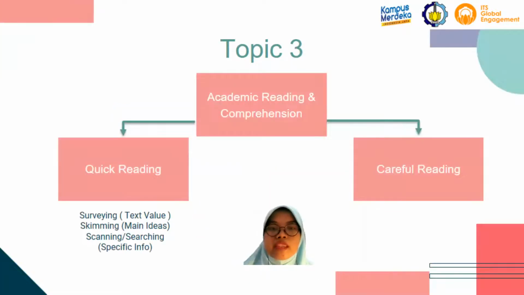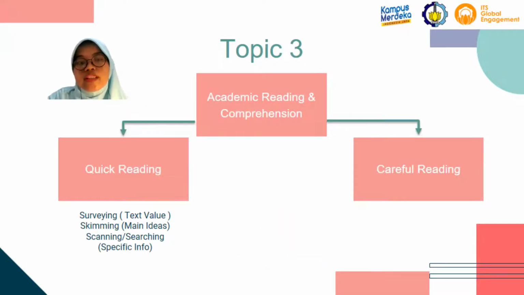Then here is topic 3 of this lesson, about academic reading and comprehension. There are two important things in this lesson: quick reading, about surveying the text, skimming, and scanning, or searching for specific information, and then careful reading.